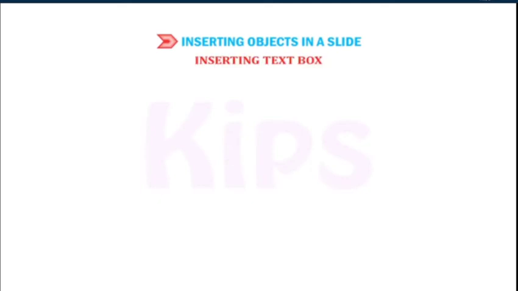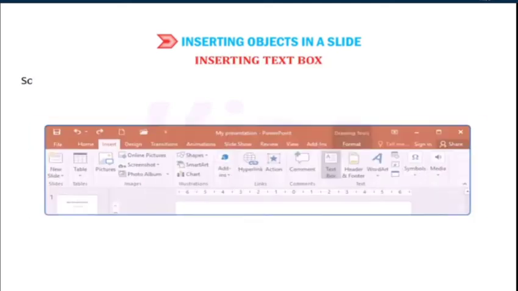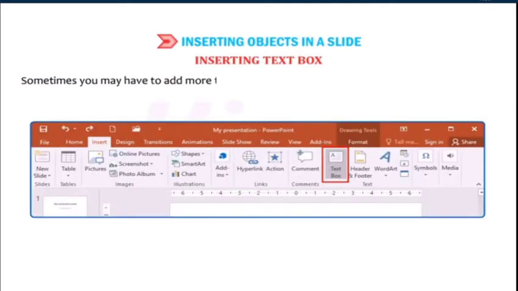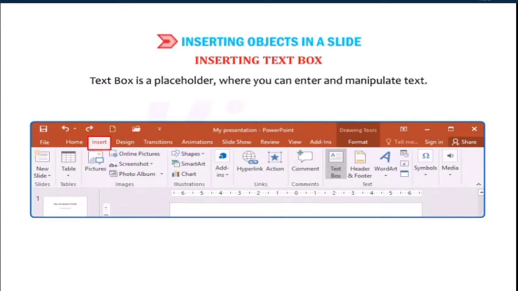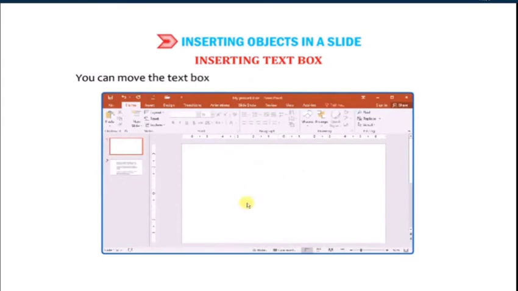Now let us learn how to insert text box. Sometimes you may have to add more text than the area provided for entering text in the slide. The text box tool present on the Insert tab gives facility to add more text to your slide. Text box is a placeholder where you can enter and manipulate text. You can move the text box along with its contents anywhere on the slide.